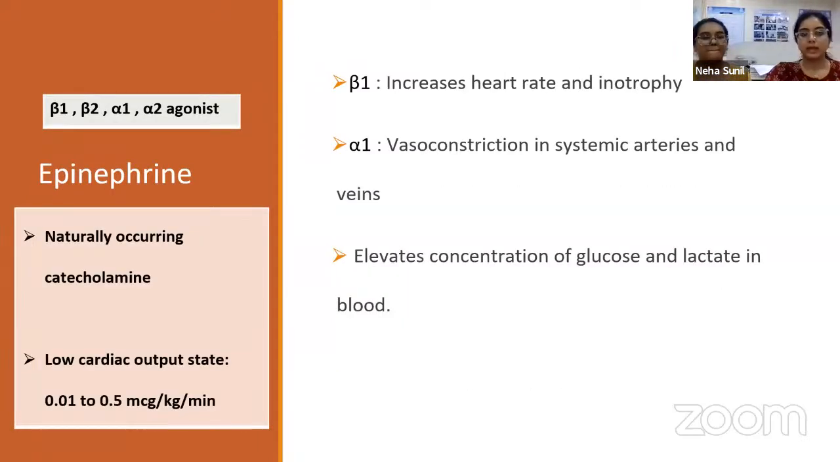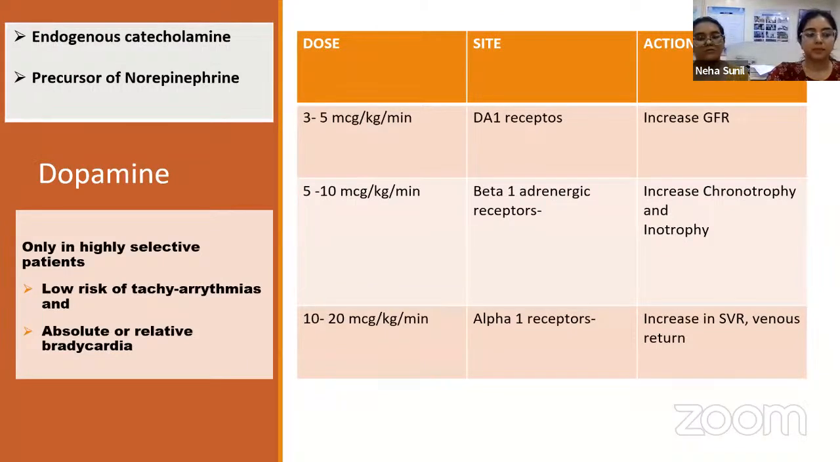Coming to epinephrine, it acts on alpha-1, alpha-2, beta-1 and beta-2 receptors. It is a naturally occurring catecholamine, and it is administered at a dose of 0.01 to 0.5 micrograms per kg per minute. Based on the alpha-1 action, it causes vasoconstriction and increased systemic vascular resistance, and beta-1 action causes increased heart rate and inotropy, elevated concentration of glucose, and it increases the concentration of lactate. So we can see hyperlactatemia with epinephrine administration. So dopamine.